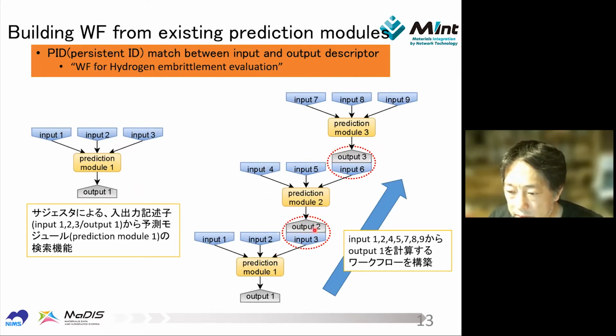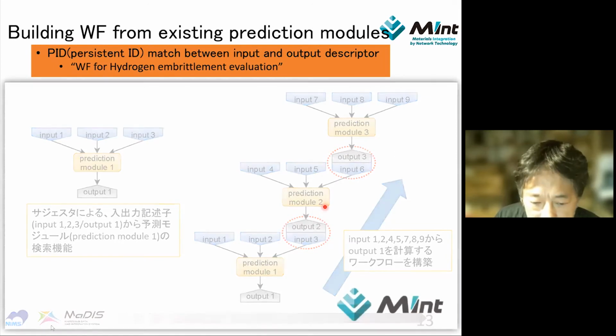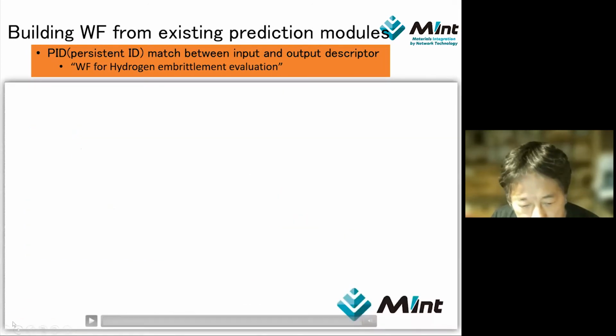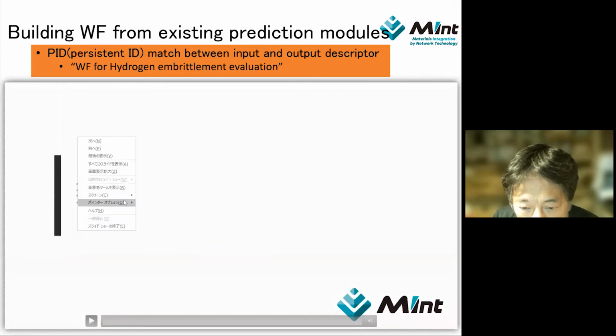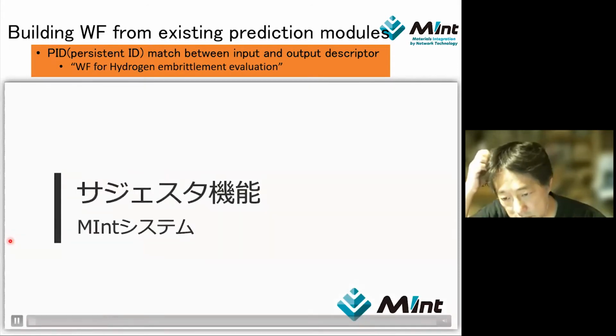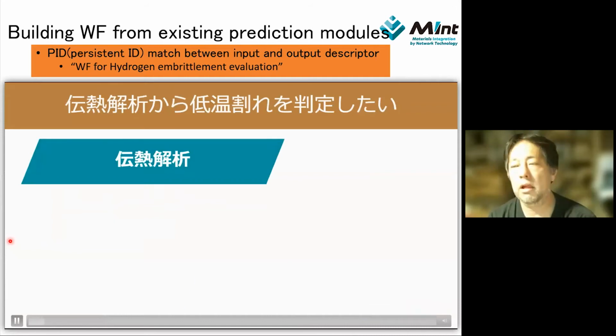we can, for example, connect workflows if the input port and output port information is matched. At this time, we assign a persistent ID to each port. So we check the ID, and if the ID matches, we can connect the workflows to each other. This is what we call the suggesting feature in the workflow.